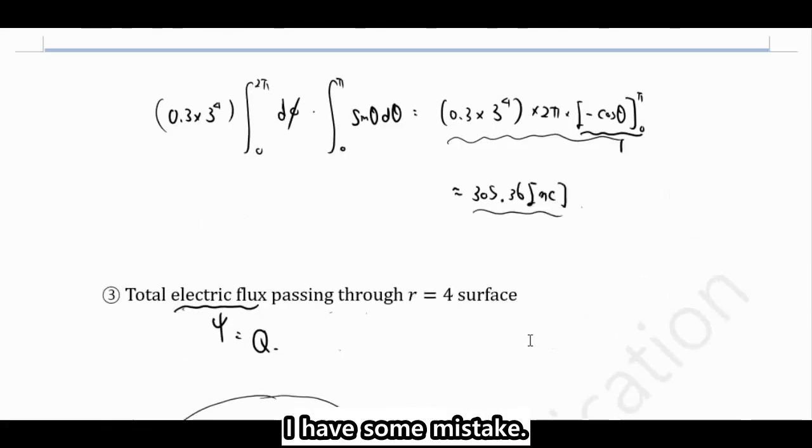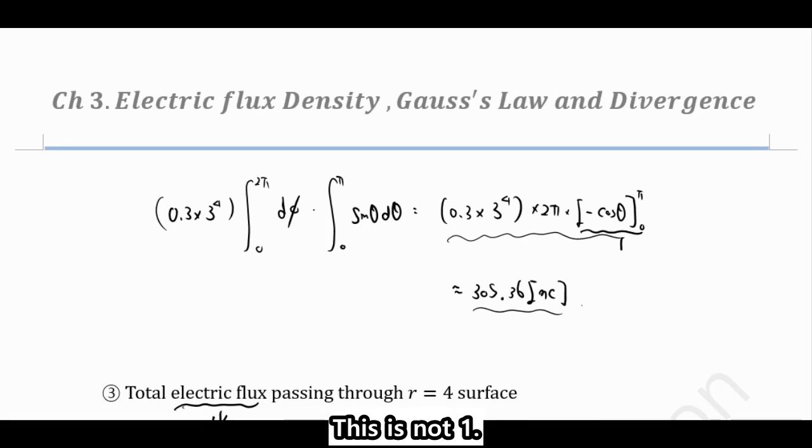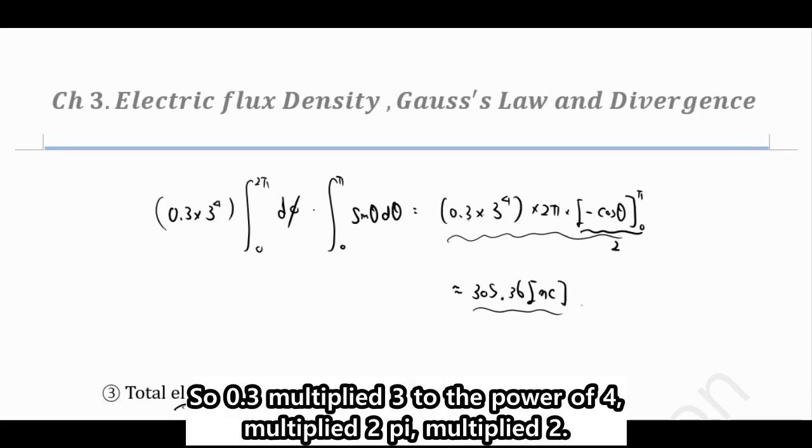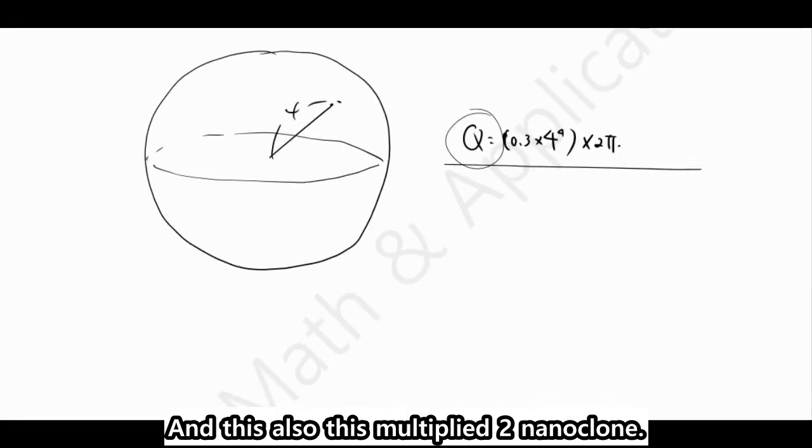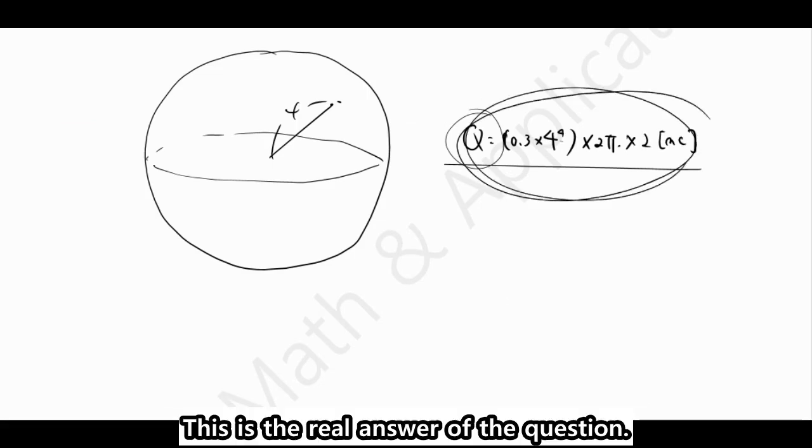I had some mistake. Sorry, this is not 1, this is 2. Right? So 0.3 multiply 3 to the power of 4 multiply 2 pi multiply 2. And this also multiply 2 nanocoulomb. This is the answer. This is the real answer of the question.